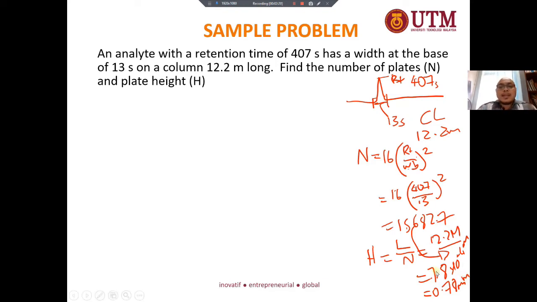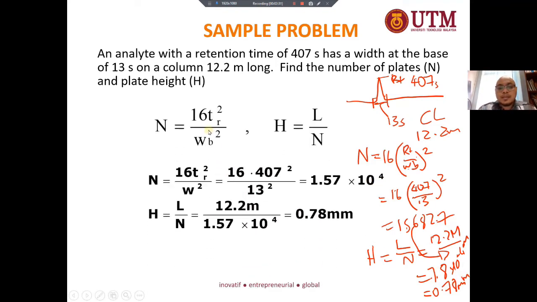So let's look at the answer. See, 1.57. Okay, then you get 0.78 millimeter. So again, if you have the problem, you need to extract the information and then you apply the appropriate formula, the corresponding formula.